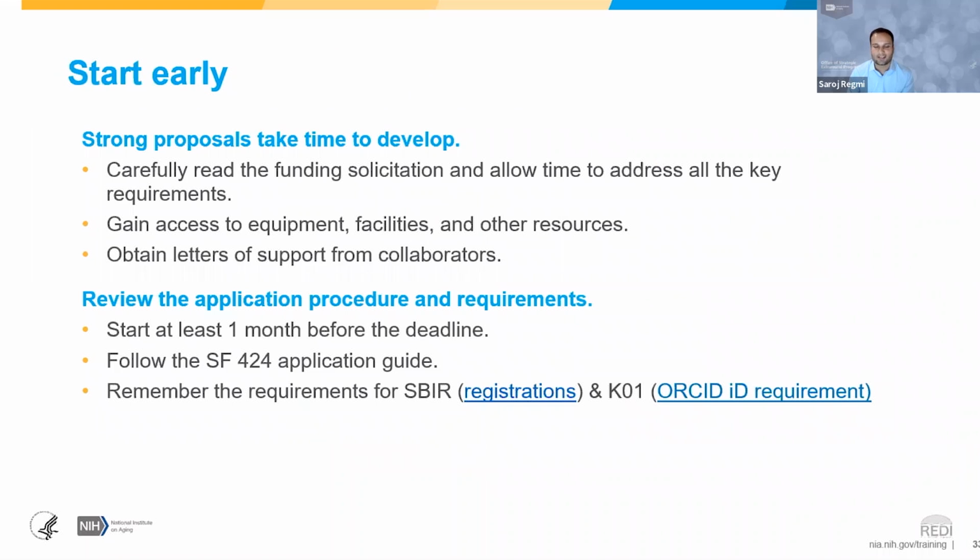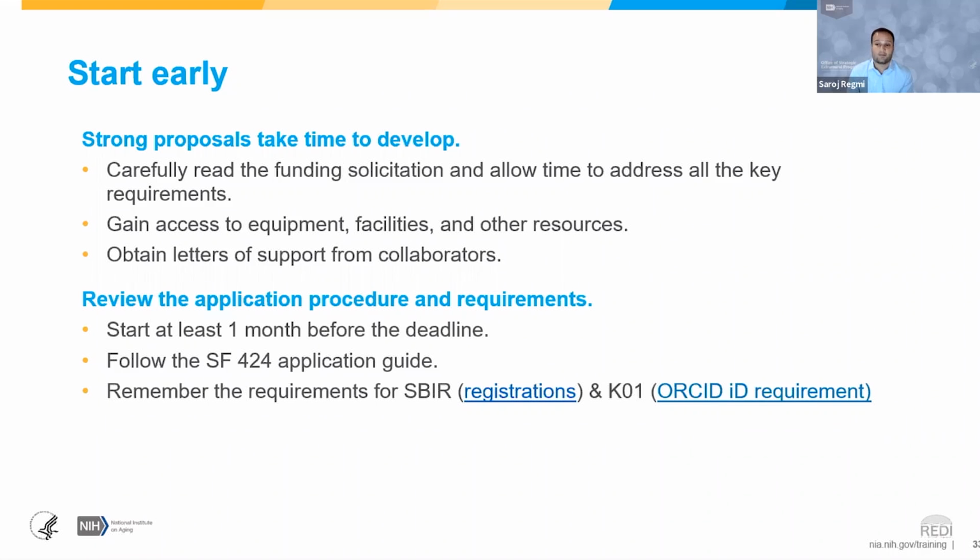Start early. That's something that I highly recommend. You don't want to wait till the last minute. Strong proposals take time to develop. Really carefully read the funding solicitation and allow time to address all the requirements. Make sure you read the eligibility page. Make sure you read what it is that the FOA is asking for, and gain access to equipment, facilities, and other resources, as well as letters of support from collaborators, as well as mentors wherever appropriate, depending on the award.